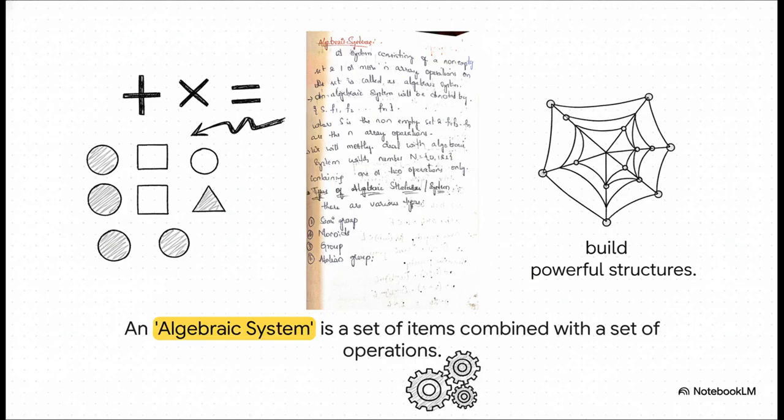An algebraic system, it sounds intimidating, but it's just two things. You have a set of items, like numbers, and then you have a set of operations, which is just a fancy word for rules on how those items interact, like, say, addition. That's it. So simple, right? But from this one simple idea, we can build these incredibly powerful, predictable structures.